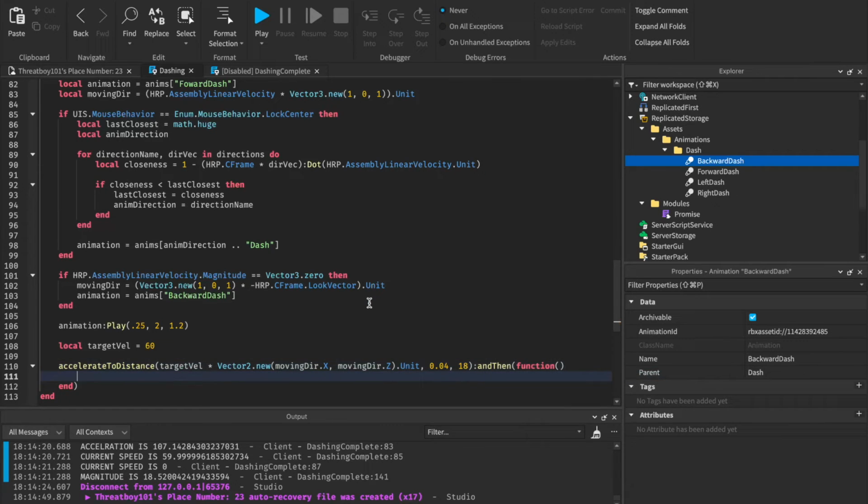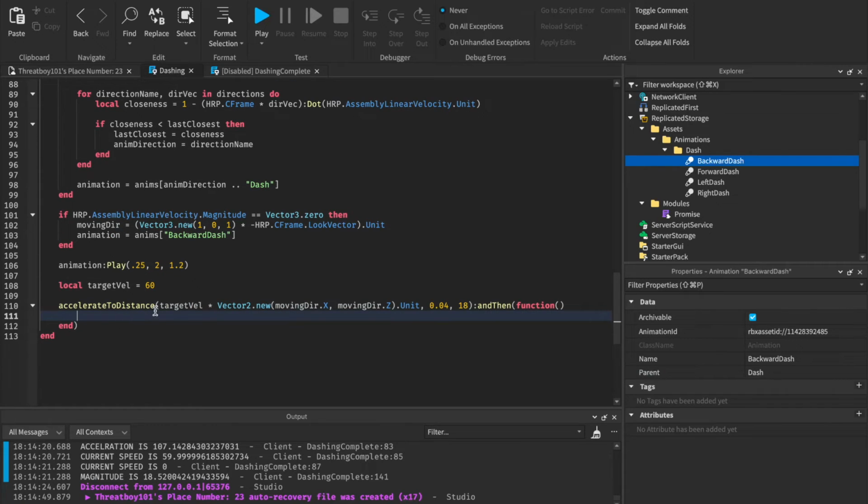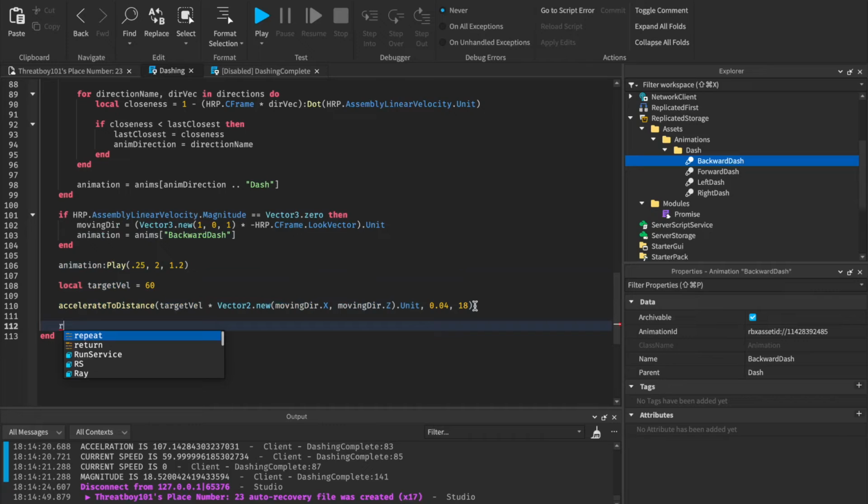Once you've done that, so this returns a promise. So if you want to do something after the entire dash sequence, then you do it within here. I don't have anything special per se, so I'll just leave that alone. And yep, so yeah, that's that so far.